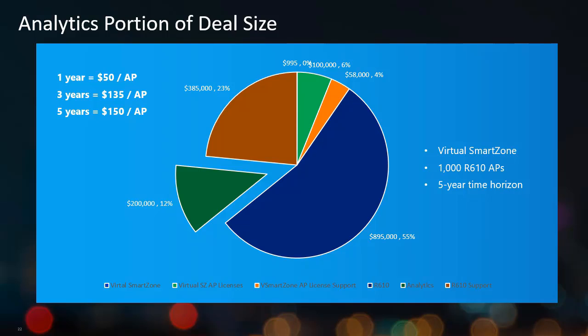The calculation is such that on a virtual SmartZone with 1,000 R610 APs and a 5-year subscription, it ends up approximately 12% of the sale that is represented by the green wedge portion of the pie chart. For the value provided, we think this is a very reasonable share of the total cost of a RUCKUS deployment.